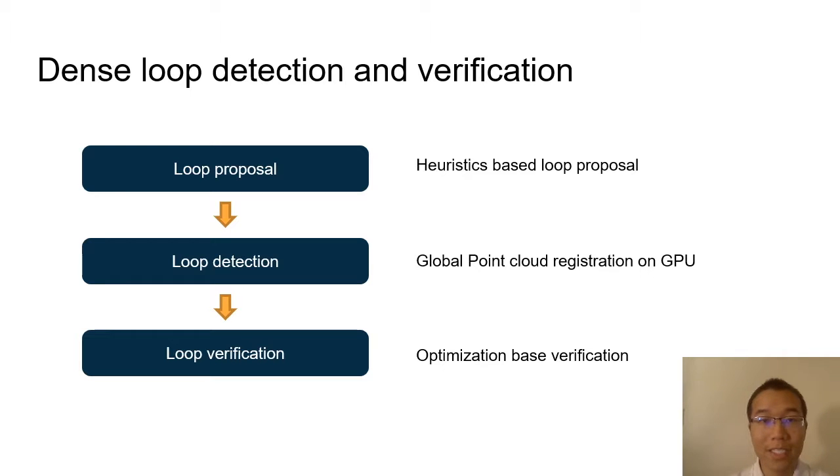Dense loop detection and verification parts. This is a major part of our work. It consists of three parts: loop proposal, loop detection, and loop verification. We will go through those three steps in detail in the following slides.